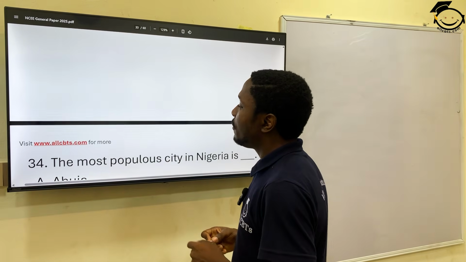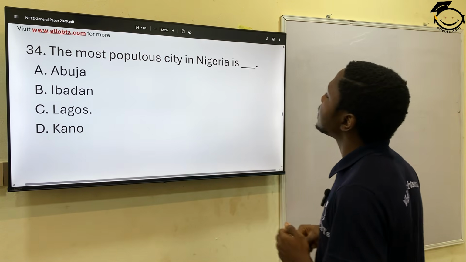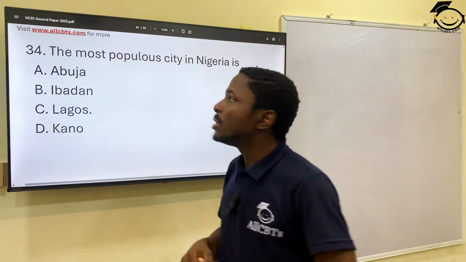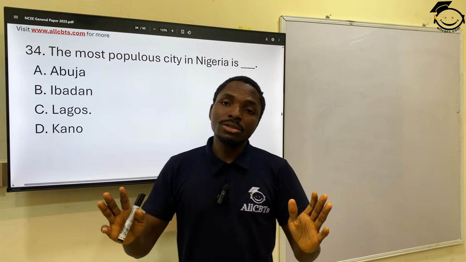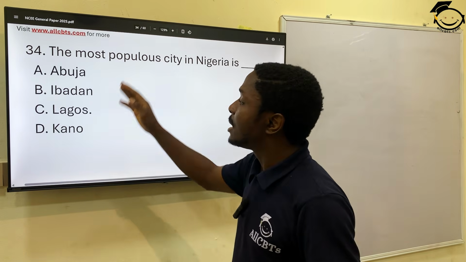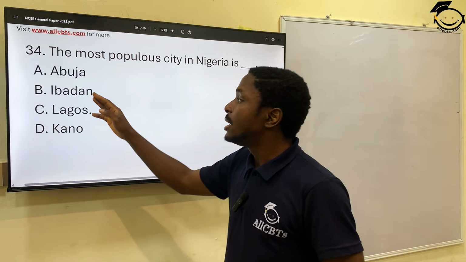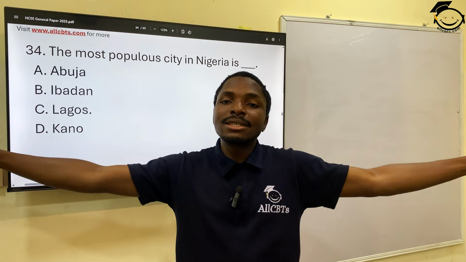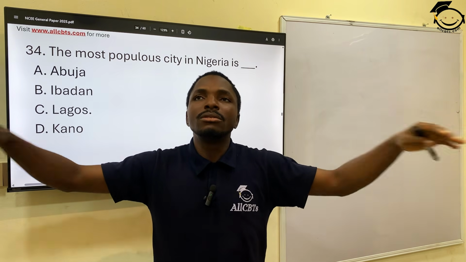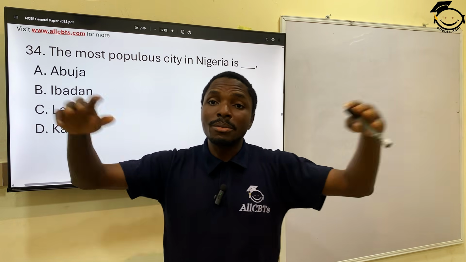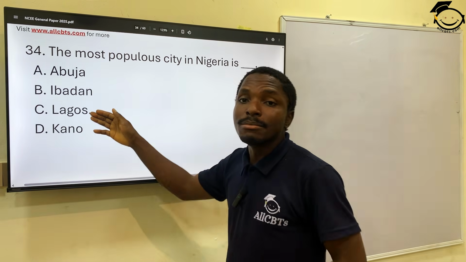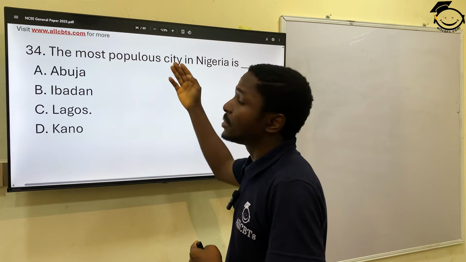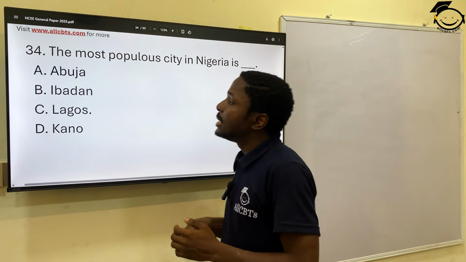See. 34. The most populous city in Nigeria is what? What's the meaning of populous? That's the city that has the highest population in Nigeria, and that is Lagos. Ibadan will be the biggest city by square mass, that is by land area. When you're talking about the city that has the most people, that's what most populous means. That would be Lagos.